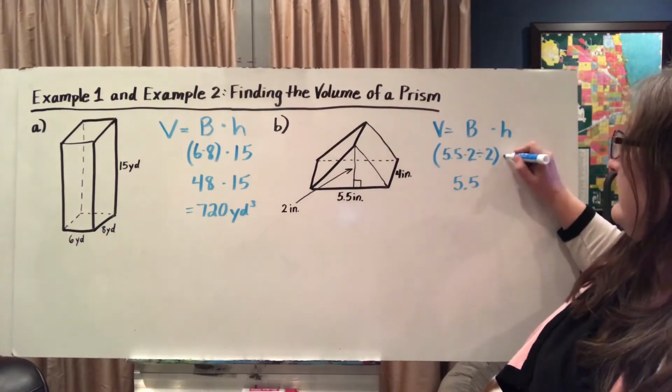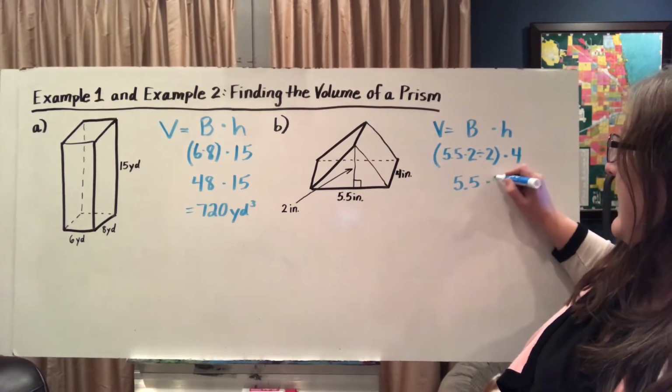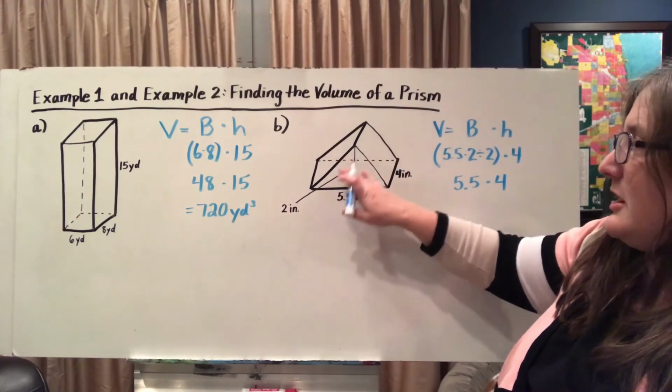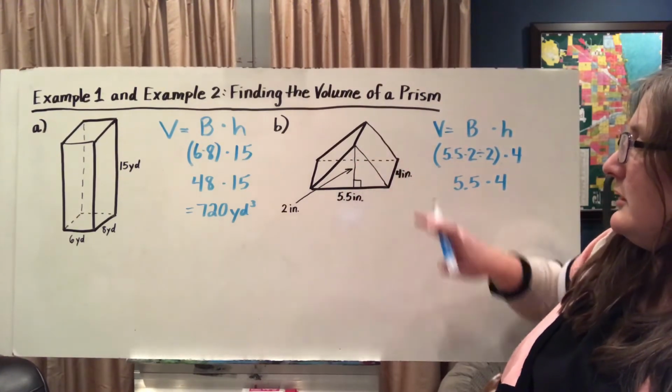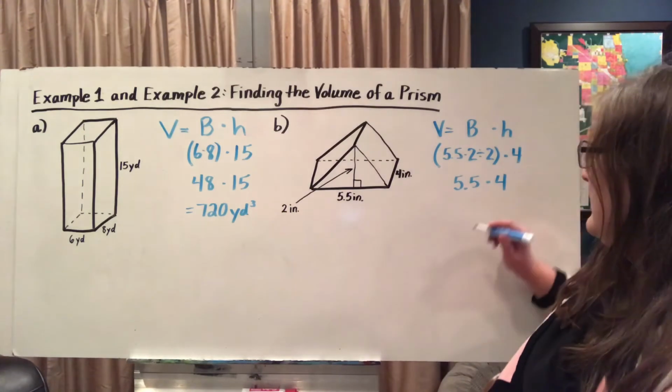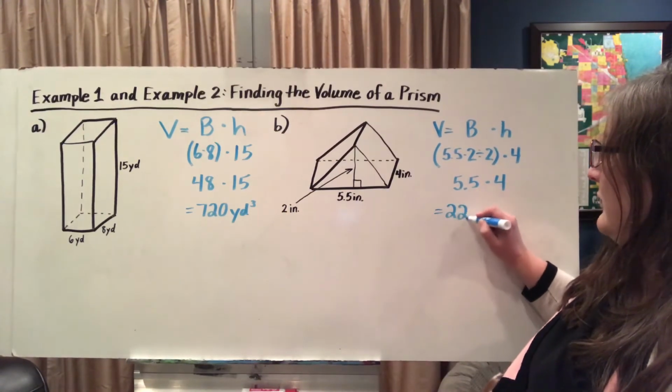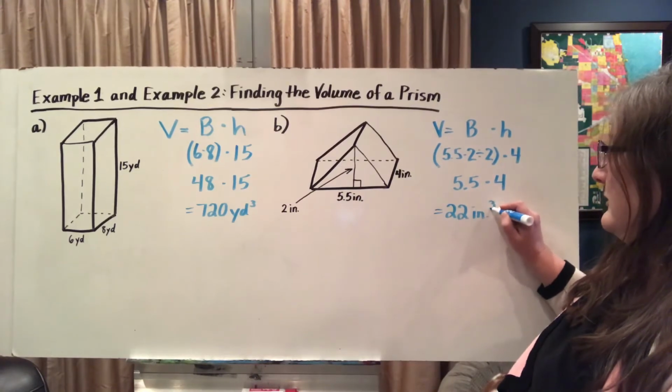Now I'm going to build it 4 layers high. If this shape was actually sitting on this triangle, if the triangle was the bottom piece, it'd be 4 inches or 4 layers high. So I'm going to do 5.5 times 4 for a total of 22 cubic inches.